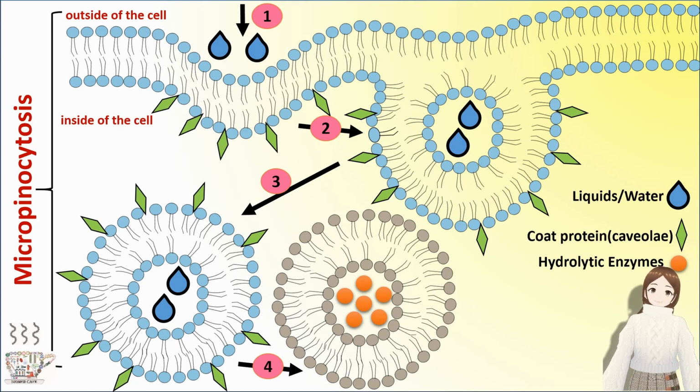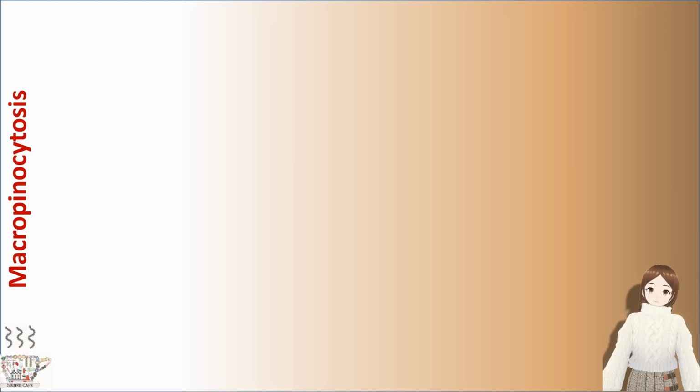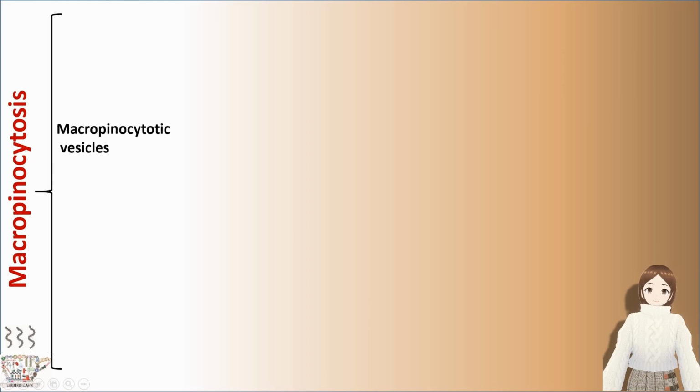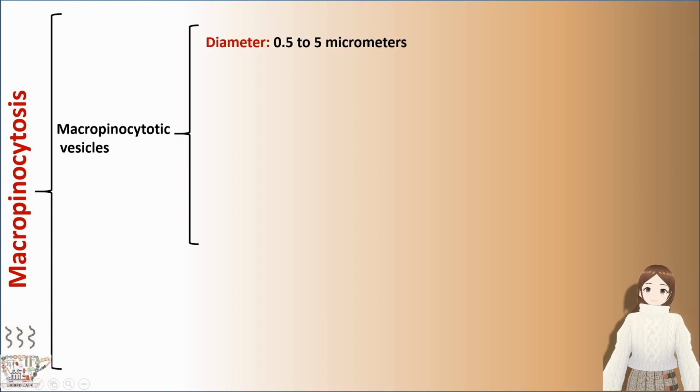As you see, these steps are like endocytosis, but there are coated vesicles here. Macropinocytosis. There are macropinocytic vesicles. These vesicles have 0.5 to 5 micrometers diameter. Their shape is large and uncoated.